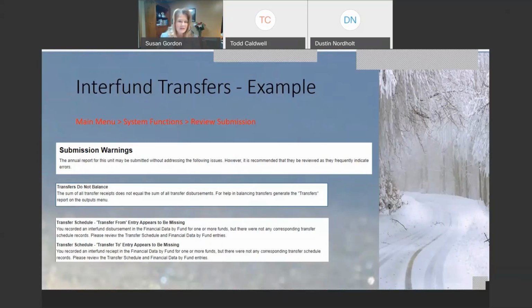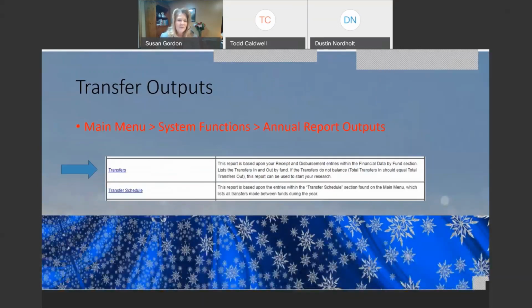And then my second set of warnings is my transfer schedule. I haven't done anything with my transfer schedule. I forgot. So it appears that entries are missing. So it wants me to take a look at that. But first, I'm going to deal with the transfers that do not balance. If you go to main menu and system functions, and then annual report outputs, you'll see a section for transfers, and you're going to click on that.